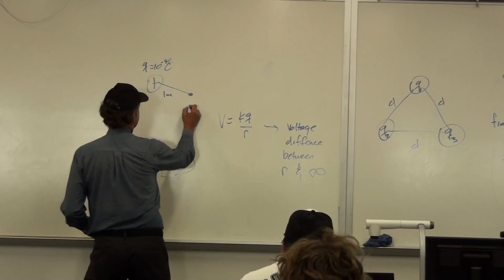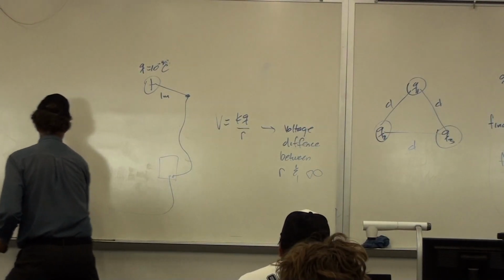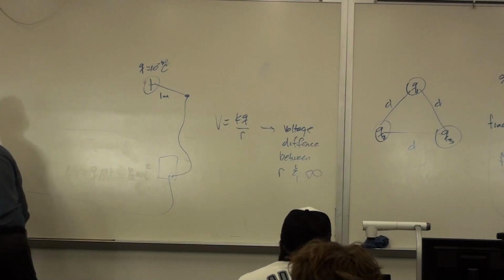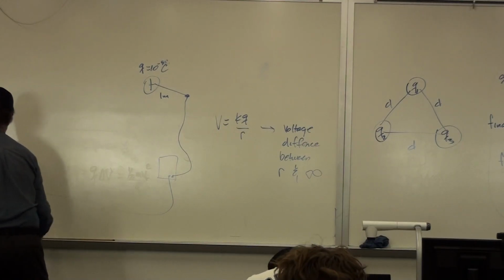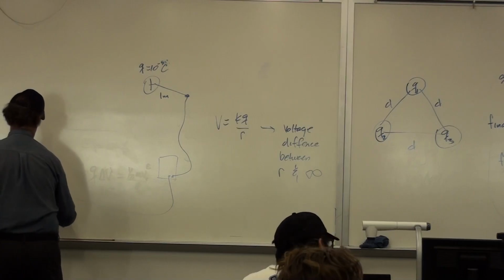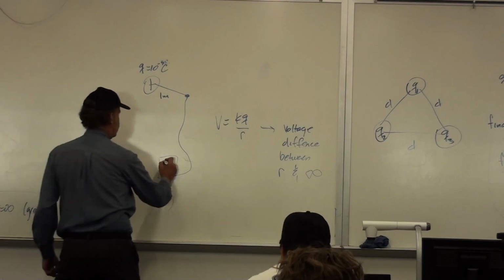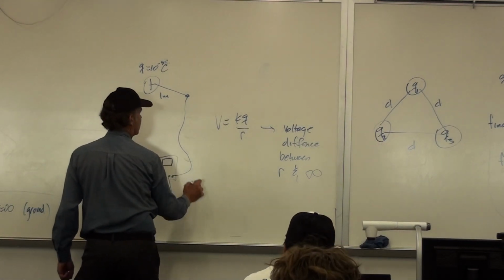So if you take the positive end of the voltmeter and connect it to there, and you take the negative end and you put it here at r equals infinity, which we could say is the same thing as ground, then the difference between them is kQ over r.